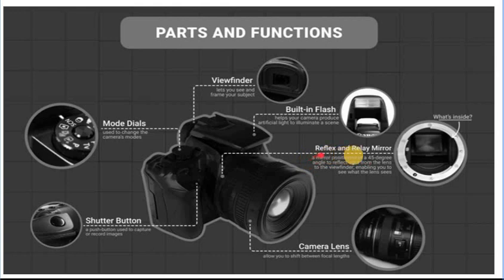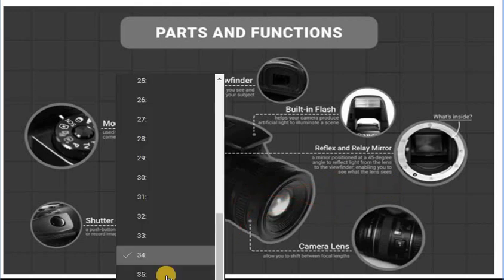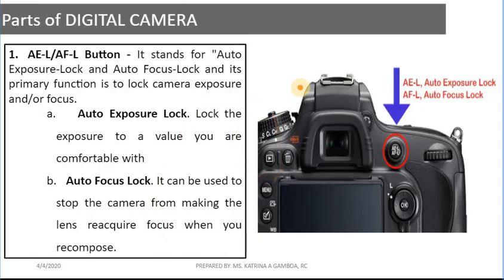We also have the reflex and relay mirror, yung sa likod, sa pinakaloob, na nakita din natin sa mismong analog, and then sa DSLR, meron din sila. A mirror positioned at a 45-degree angle to reflect light from the lens to the viewfinder, enabling you to see what the lens sees. So, this is the camera lens and the shutter button. Pumili lang ako ng mga importanteng parts ng digital camera.